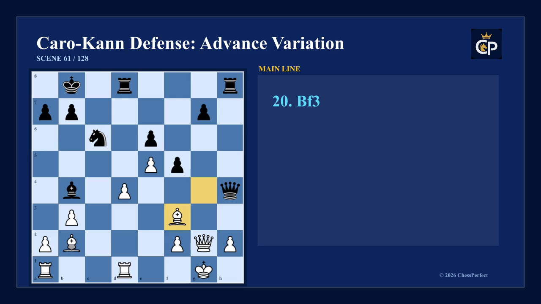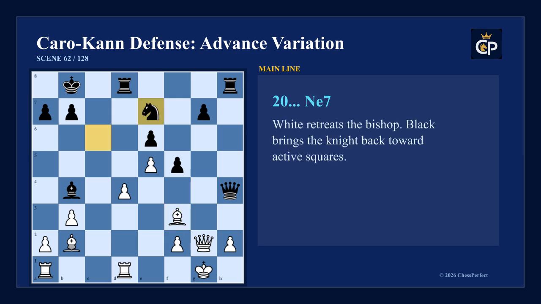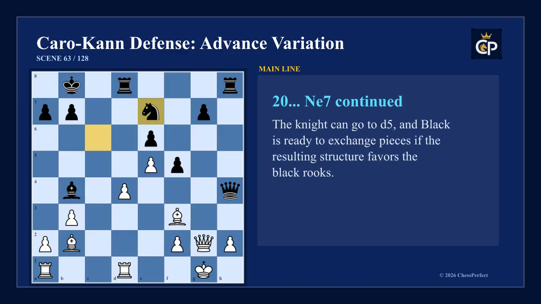Bishop f3. Knight e7. White retreats the bishop. Black brings the knight back toward active squares. The knight can go to d5, and Black is ready to exchange pieces if the resulting structure favors the black rooks.